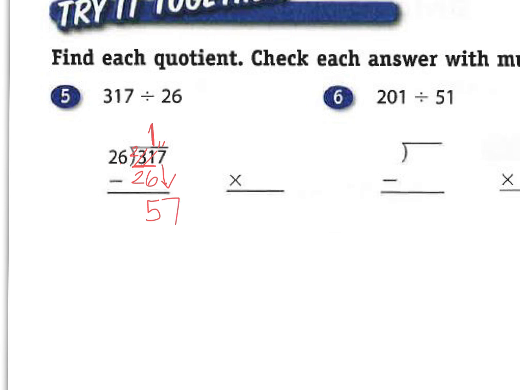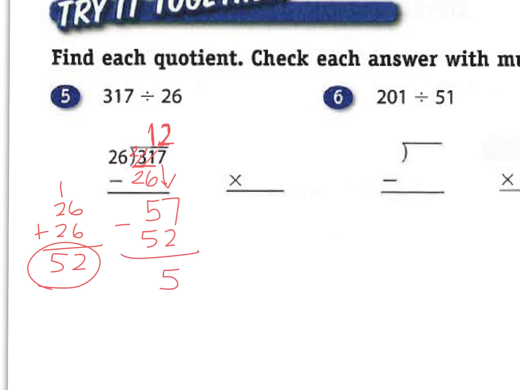Does 26 go into 57? Yes, at least once. Let's see if we do it twice. Does it go in twice? Ooh, yes, it does. So this would be a 2 right here. And then 2 times 26, like we just did, is 52. Subtract, we get 5. So 12 remainder 5.